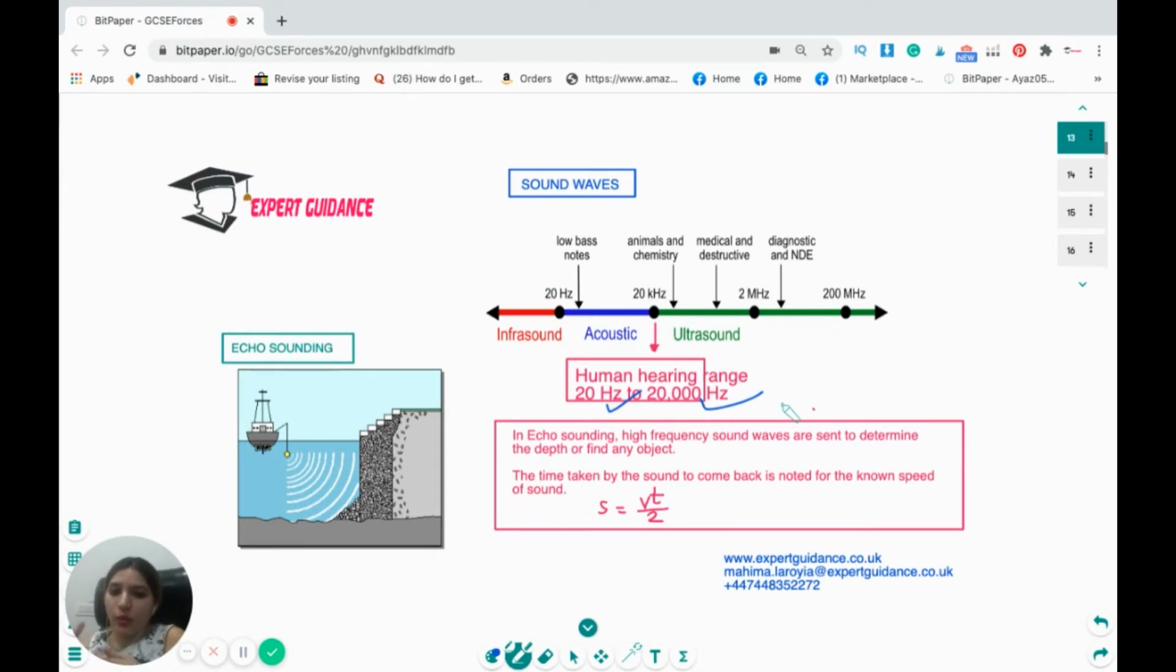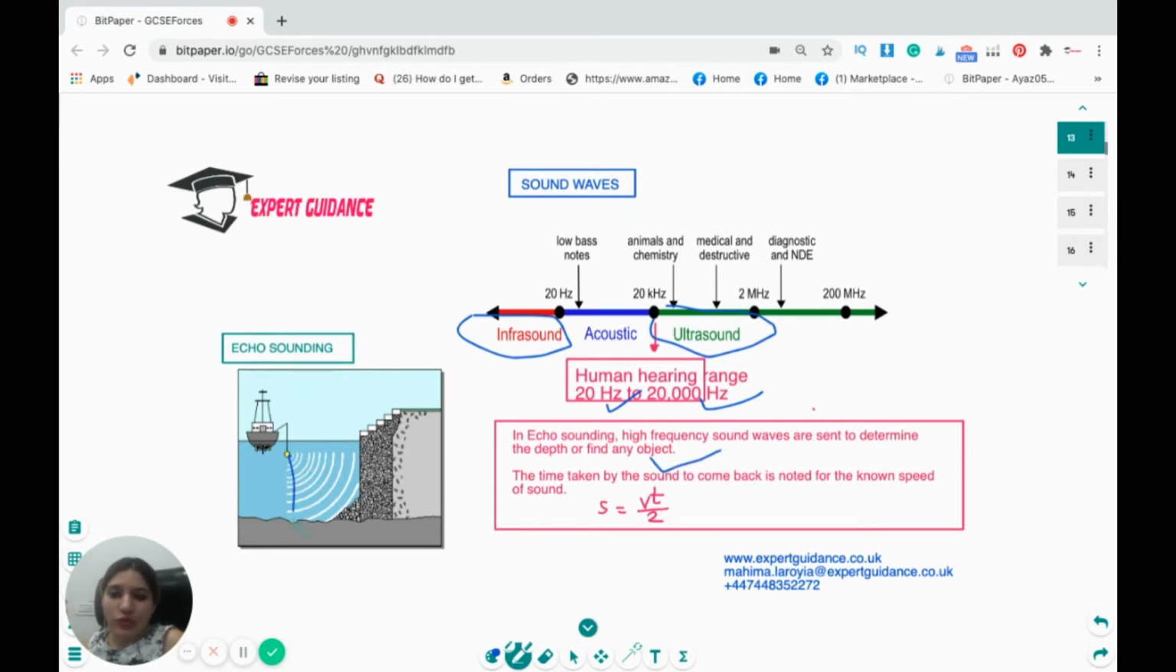Now, any sound wave which is less than 20 hertz is known as infrasound, and the sound waves which are greater than 20,000 hertz are ultrasound, and we cannot hear the ultrasounds. But ultrasounds are very important. They are used in echo sounding. They're used to determine the depth of any object.